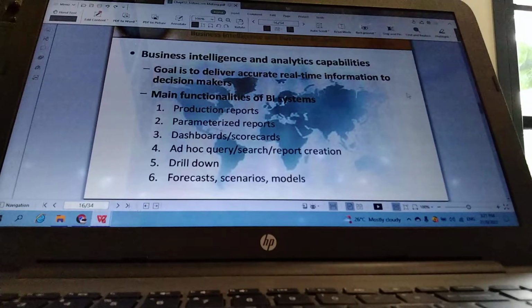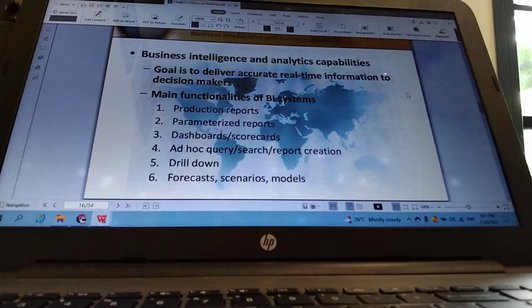Moving on, we're going to look into BI and BA capabilities, such as the goal is to deliver accurate real-time information to decision makers. Some of the main functionalities of the BI systems are listed in this slide for your information.